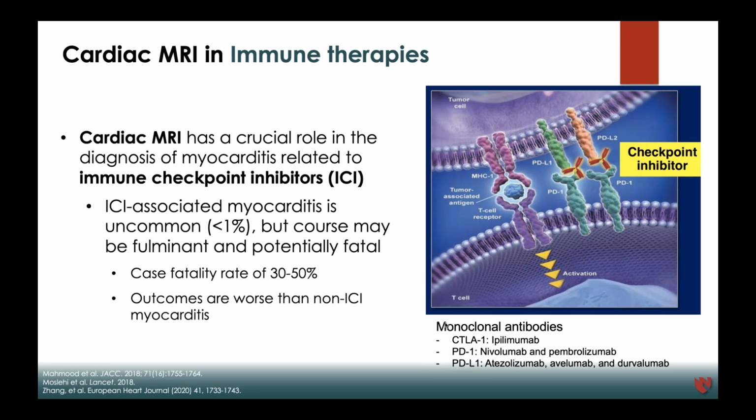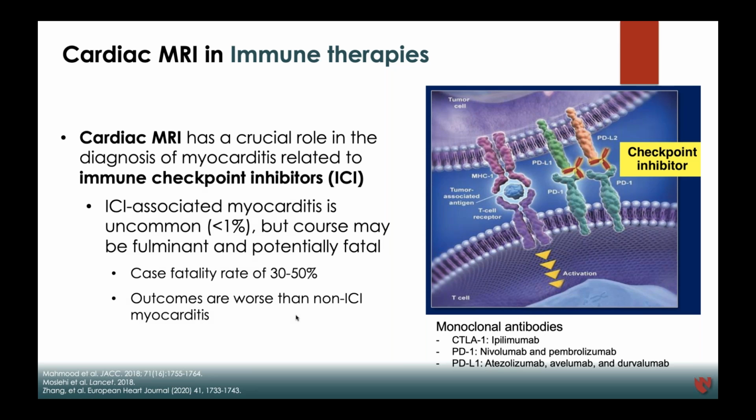I'm going to move on to using cardiac MRI and immune therapies. Definitely can't talk about cardiac MRI and cardio-oncology without mentioning checkpoint inhibitor myocarditis. That's because immune checkpoint inhibitor myocarditis, while it's uncommon, the course can be fulminant and potentially fatal. The case fatality rate of checkpoint inhibitor myocarditis has been reported anywhere between 30 and 50%. And outcomes are worse in this group compared to run-of-the-mill myocarditis.